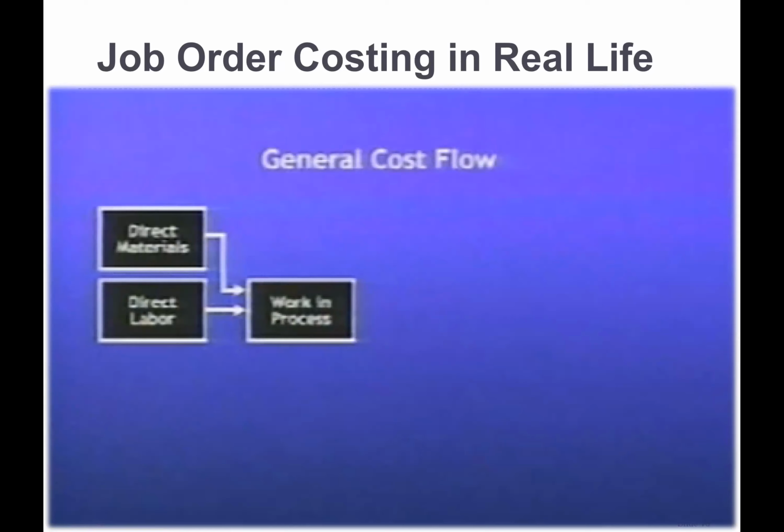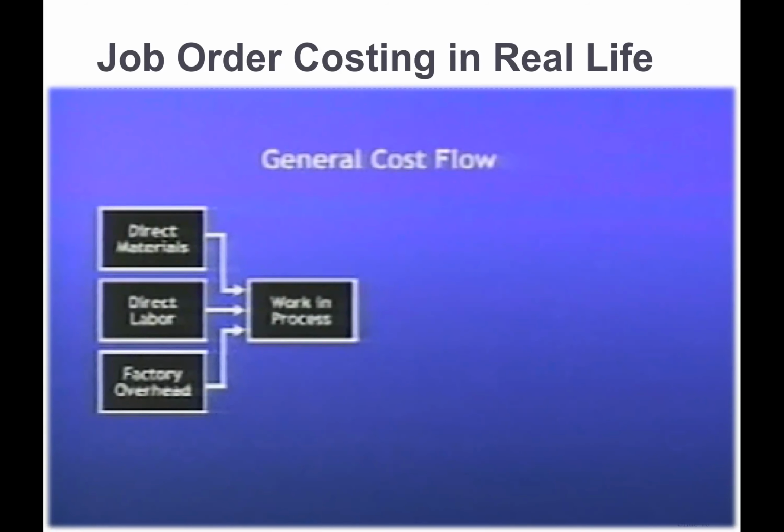When the job is completed, overhead is allocated and the job cost sheet is completed. Finished goods are moved out of production, and similarly, the accumulated costs are moved out of the work in process inventory and into the finished goods inventory.